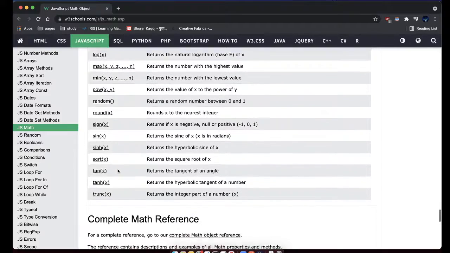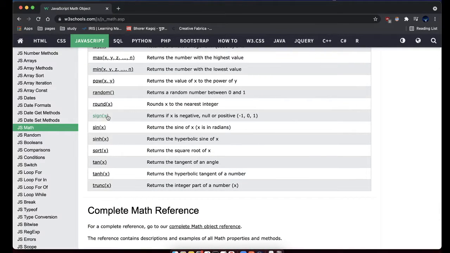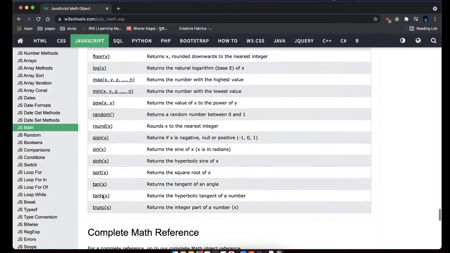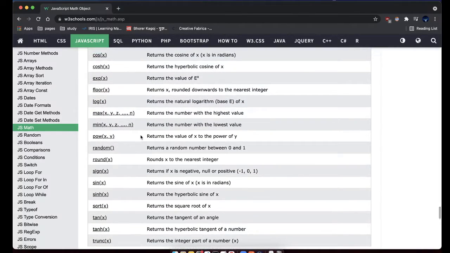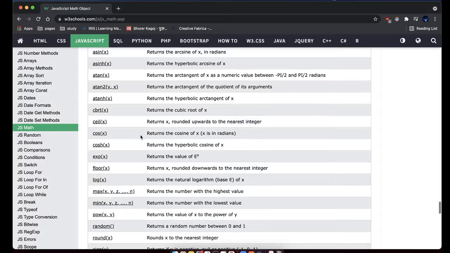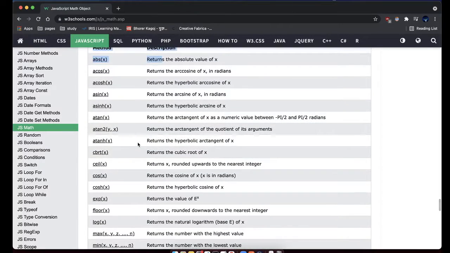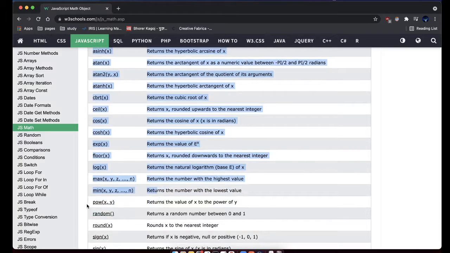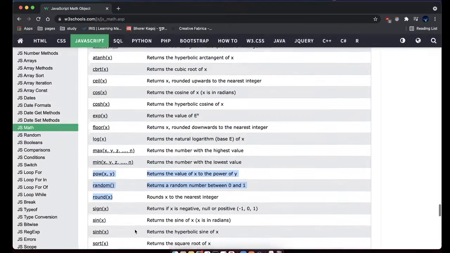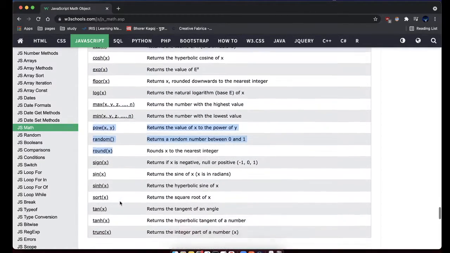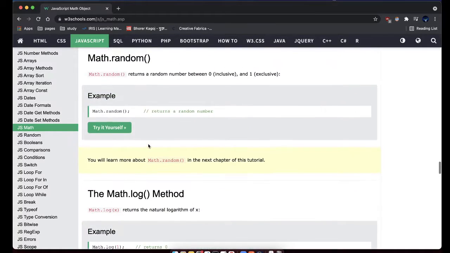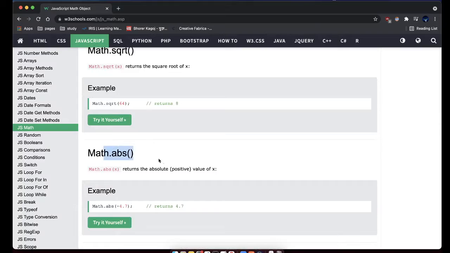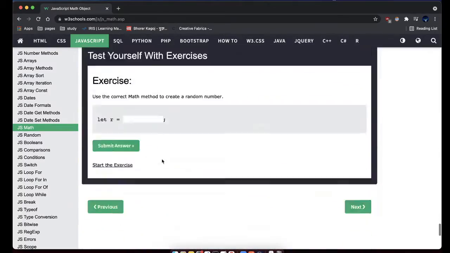For more understanding, I would recommend going through each of these functions and trying it out. In real time, probably a lot of the things you will not require. Maybe some of the things you're going to require are max and min, then random, pow, round, ceil, then sometimes floor, then abs. These are the main things you always need to remember.